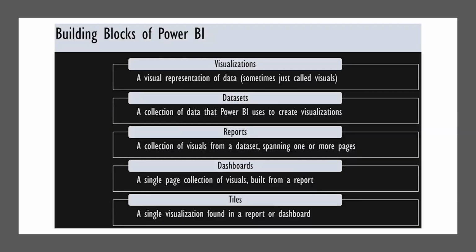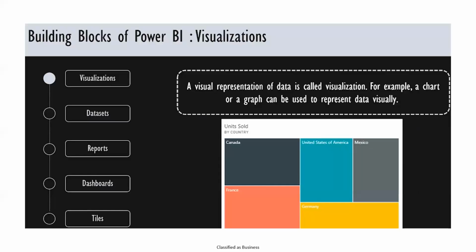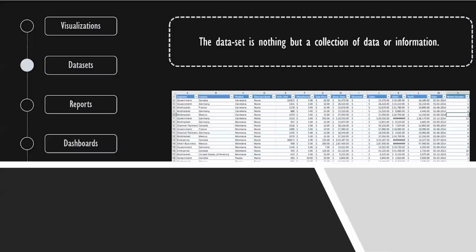Let me give you an explanation here. Assume that this is one visual, maybe a tree map, units sold by country. I'm trying to project how many units were sold for each and every country. It is one of the visuals I selected from Power BI Desktop and published. So it's a complete visualization. With backend data, I'm trying to create this visualization. So what about the data set then? See here.